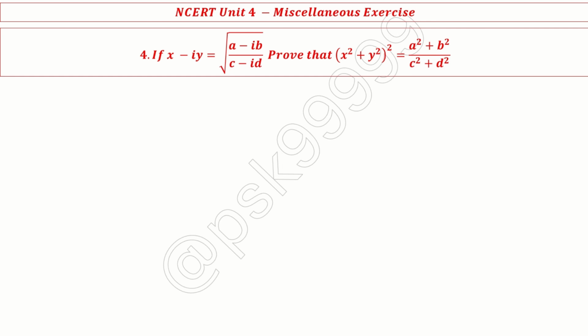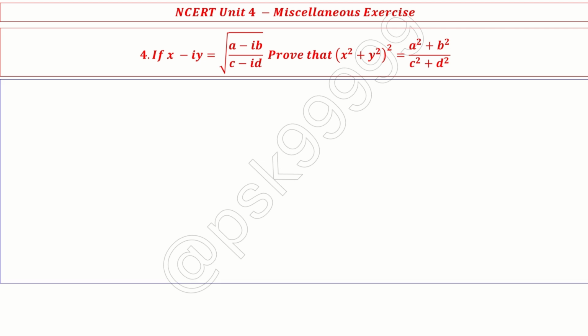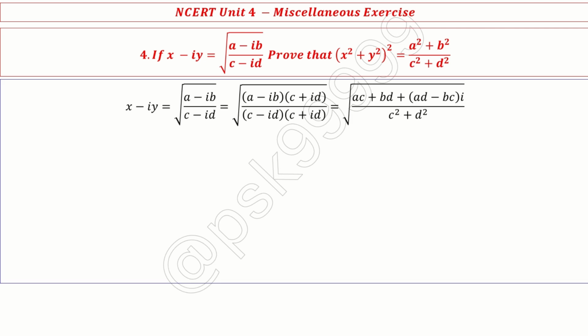x minus iy equals the square root of a minus ib divided by c minus id. Prove that (x square plus y square) whole square equals a square plus b square divided by c square plus d square. This is a straightforward question. So x minus iy equals the given value. Then I want to remove the i from the denominator, so I will multiply the numerator and denominator with c plus id. Then this is the value I'll get: ac plus bd plus (ad minus bc)i, divided by c square plus d square.